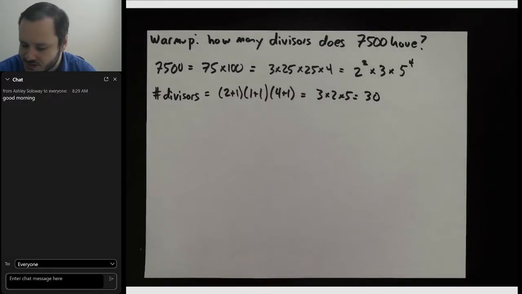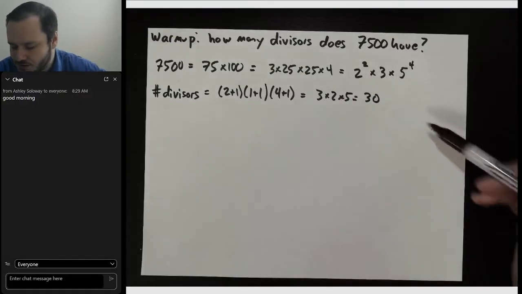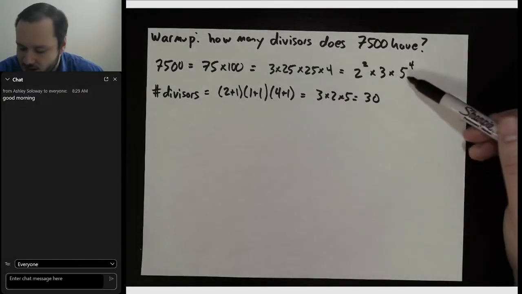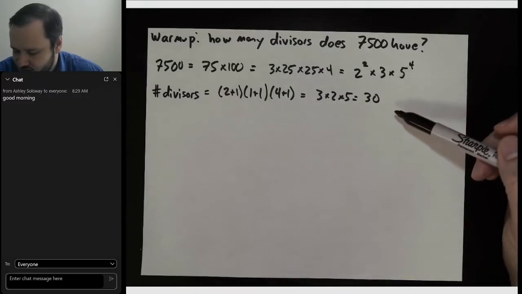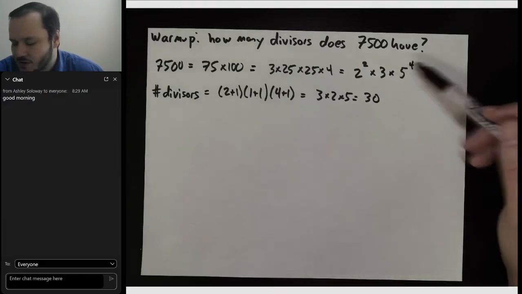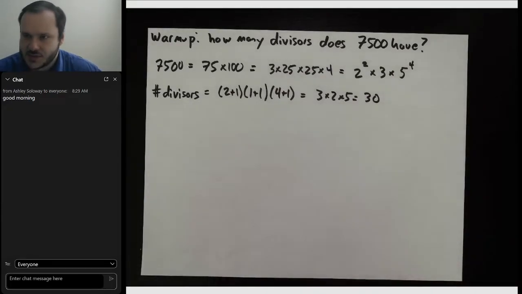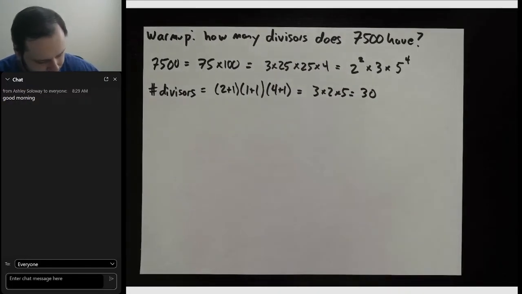And if we wanted to list them, we could start looking at different combinations of these factors. So 1, 2, 3, 5, 6, 10, 15, 25, 12. Missed some in there, but you get the idea. Okay. Questions about that warm-up? Hopefully all coming back to you from Tuesday.